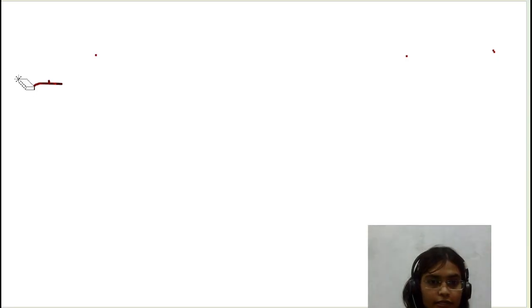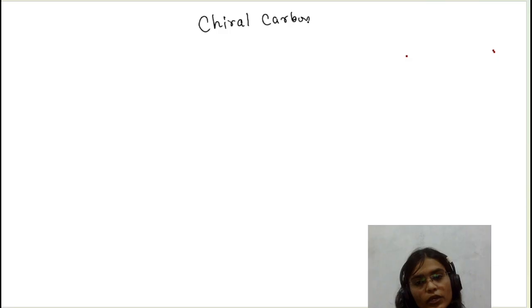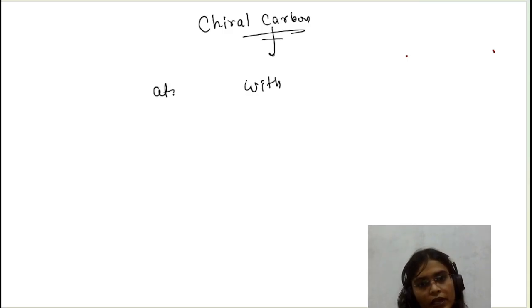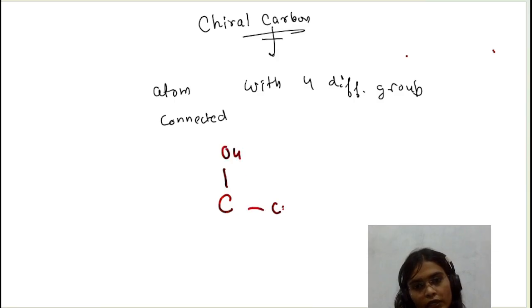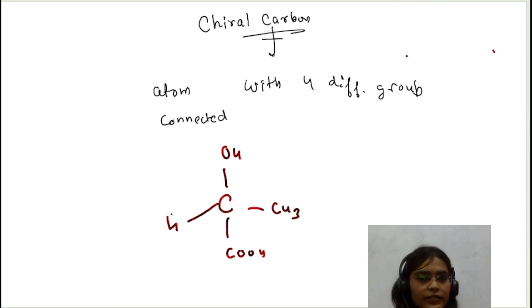Okay, so listen, what is the meaning of this R and S? Before starting with this, we should be clear about one point: chiral carbon. So the first question for you is, what is chiral carbon? Chiral carbon is the atom which is connected with four different groups. For example, if this is my carbon, it is connected with, let's say, OH, CH3, COOH, and hydrogen. For four different groups, is this chiral? Yes, this is chiral. Now the next rule says that you have to give the priority.